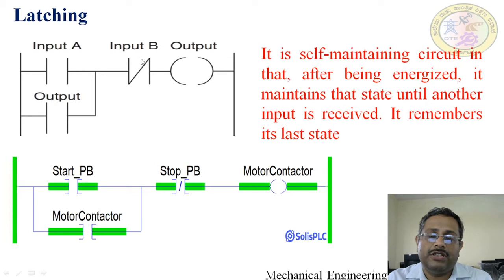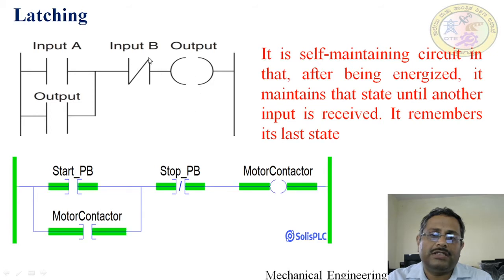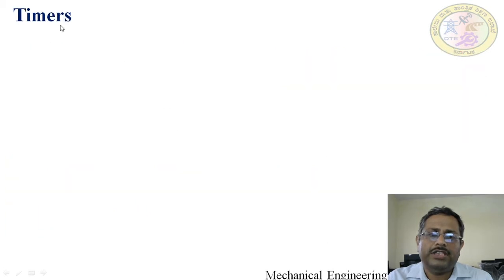Means here another input is input B. Initially this output received input A. That time it will energize. It will remember its condition until the input B is open. This is latching.